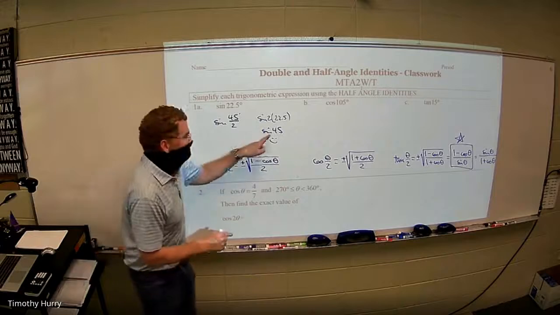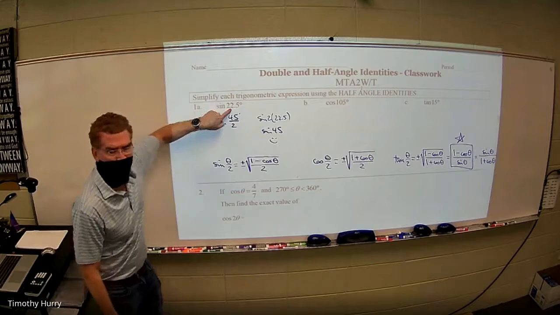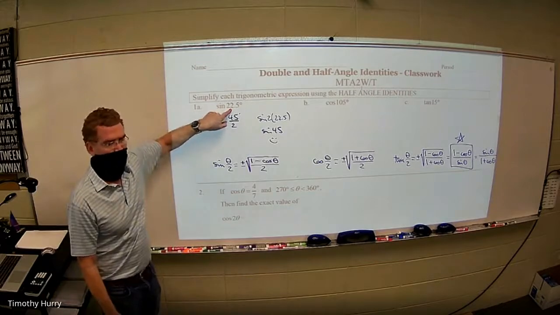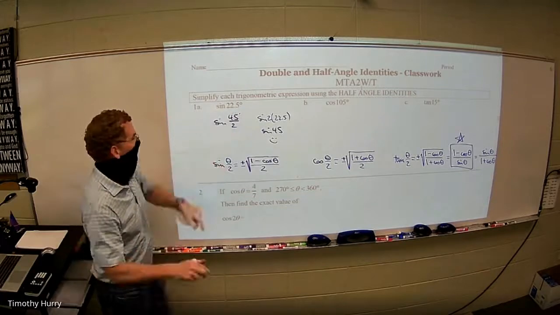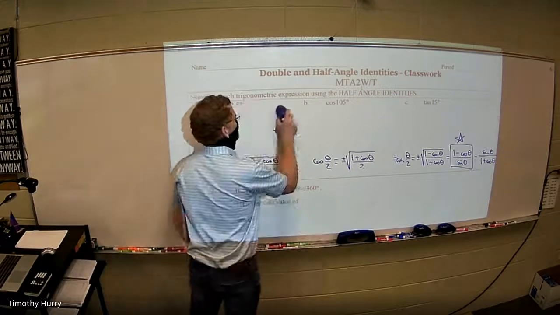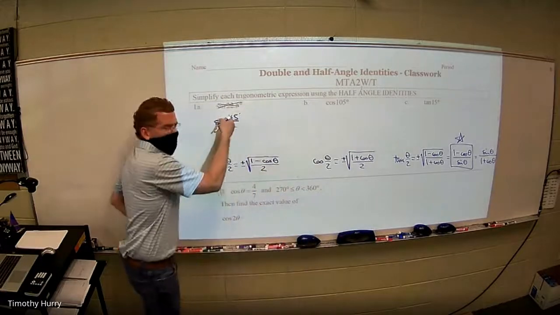So this is a different angle than that. But is 45 halves a different angle? No, it's the same thing. It's just rewritten as a fraction. Are y'all with me on that? Okay, so here's why this is helpful now. I no longer have to deal with 22.5 anymore. I can deal with 45.